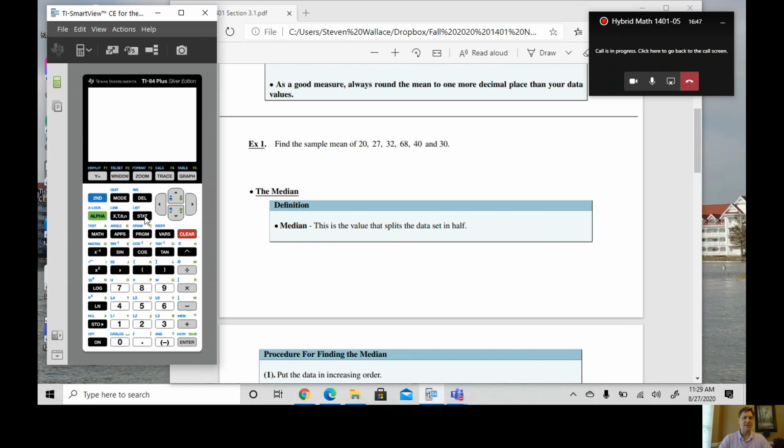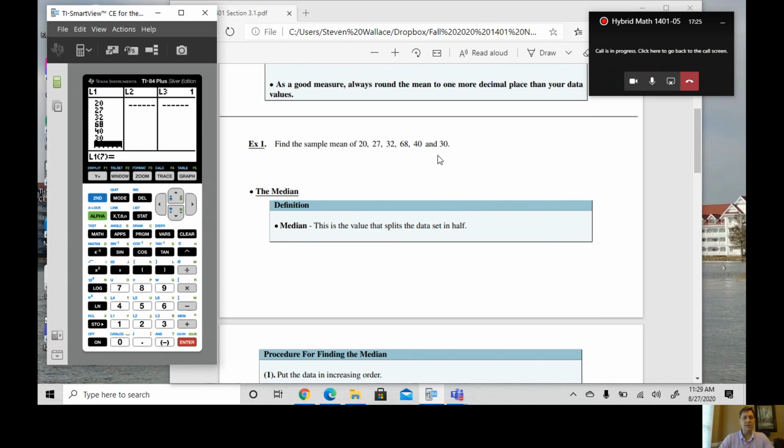We do that by going Stat and clicking Edit. Now, if you have old data in the list, you go up to the top and hit Clear. Do not delete a list, you clear the list. Here I'm going to put in these numbers: 20, 27, 32, 68, 40, and 30. It doesn't matter what order they're in.